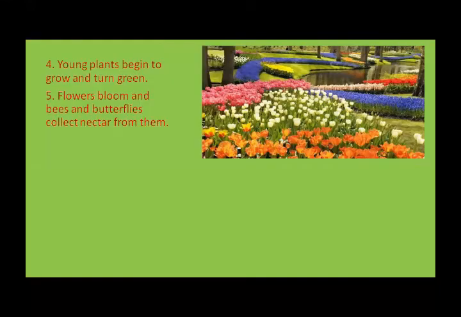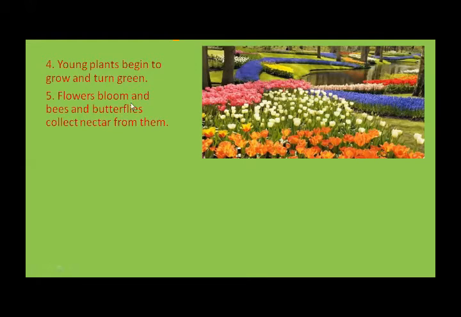Now the fourth, why is it a very beautiful season? Because the young plants begin to grow and turn green. Young plants means, beta, the new leaves. The new leaves and the buds of the flower grow. Buds means baby flowers. So the young plants means new leaves, and the buds grow in the spring season.